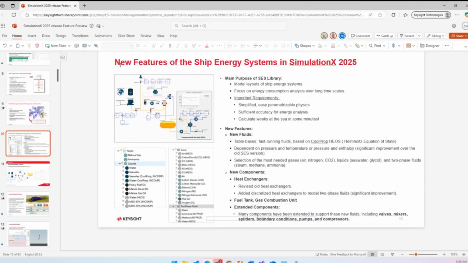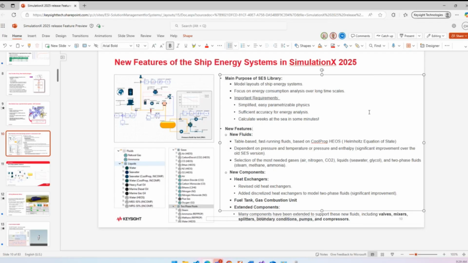I will talk today about the new features of the ship energy systems. At first, let's talk about the main purpose of this library, or what we think it is. So it's for modeling layouts of ship energy systems. The focus should be on energy consumption analysis over a long time scale.